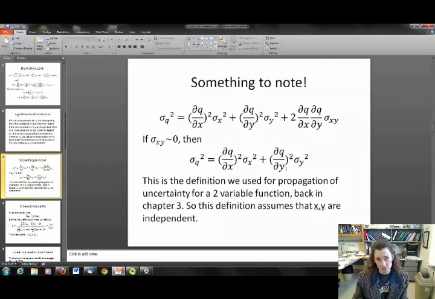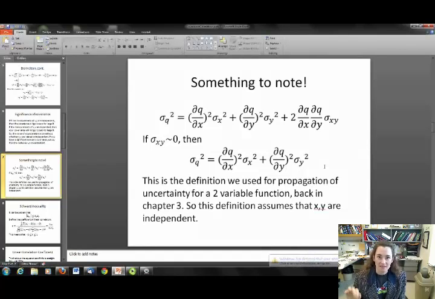Now, if you remember, and if not, please go back and look, in Chapter 3 we talked about propagation of error. And we had multiple different functions for all kinds of ways to propagate error. But we also had a general multivariable function for propagating uncertainties. And if you remember, if we only had two variables, this is what it would look like.